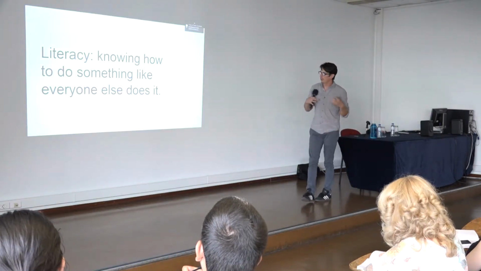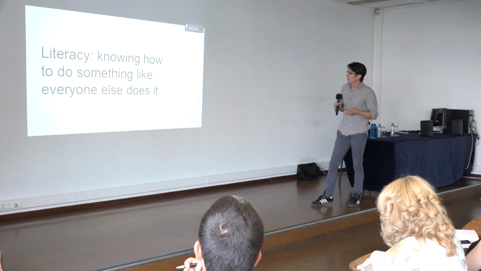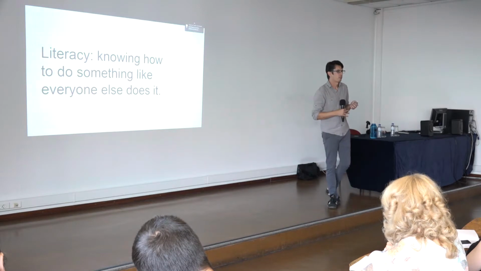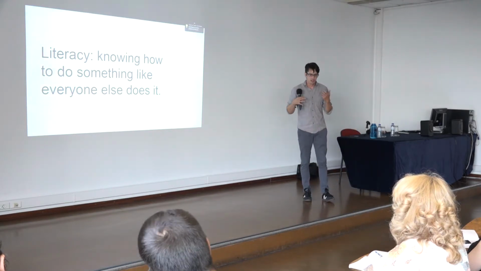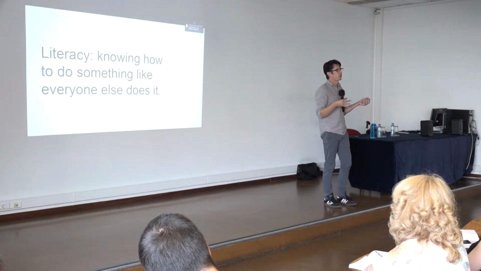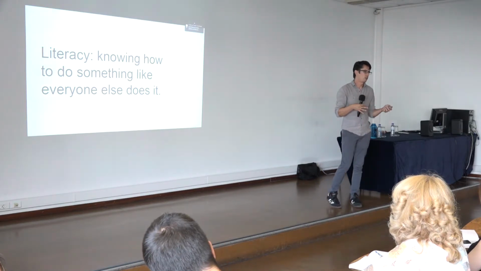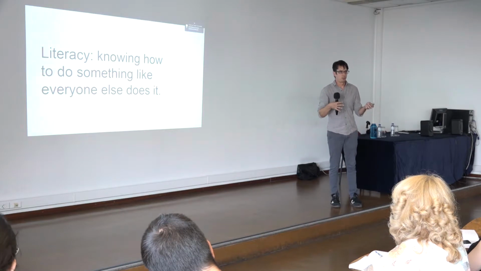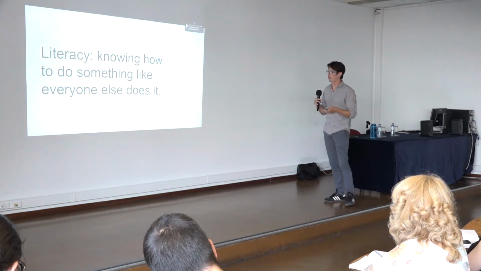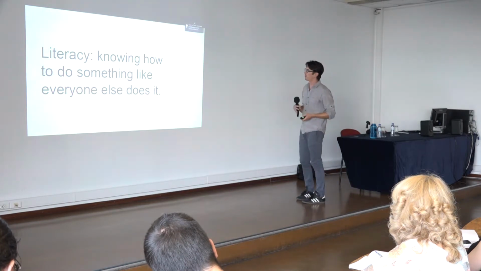So in the literature, we usually talk about literacy as knowing how to do something in the same way that everyone else does it. So in the United States, the government will say promote information technology literacy, and that means we want all of our citizens to be able to use email, to open a Word document, to save that document, right? We want some base level of understanding. We want everyone to be able to do the same thing.